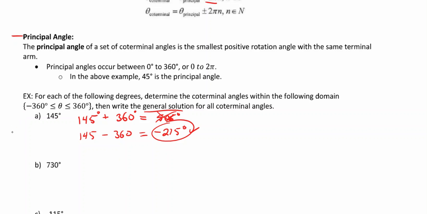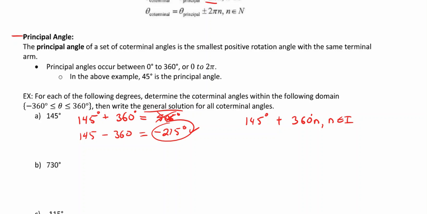But now if we want to give a general solution, that means that there would actually be an infinite number of solutions, right? You could keep going around the circle an infinite number of times. So the formula for that would be 145 degrees plus 360 degrees n, where n is a member of the integers.